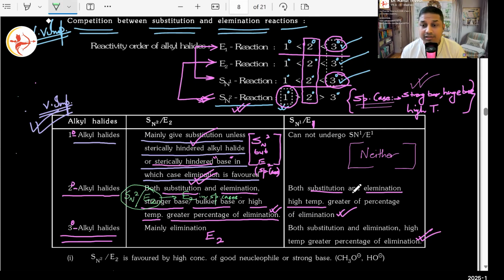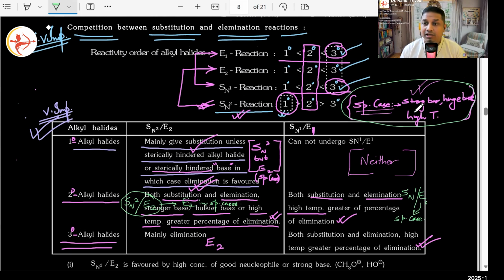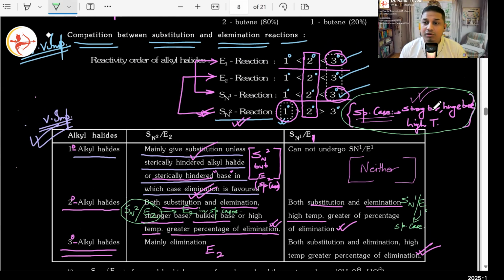Similarly here, either SN1 or E1. But in which case E1? In case of special case. And that special case I have discussed here. Yes or no? What is that special case? Either you have a strong base, or you have some sterically hindered huge size base, or the temperature is very high. Basically any extreme conditions.